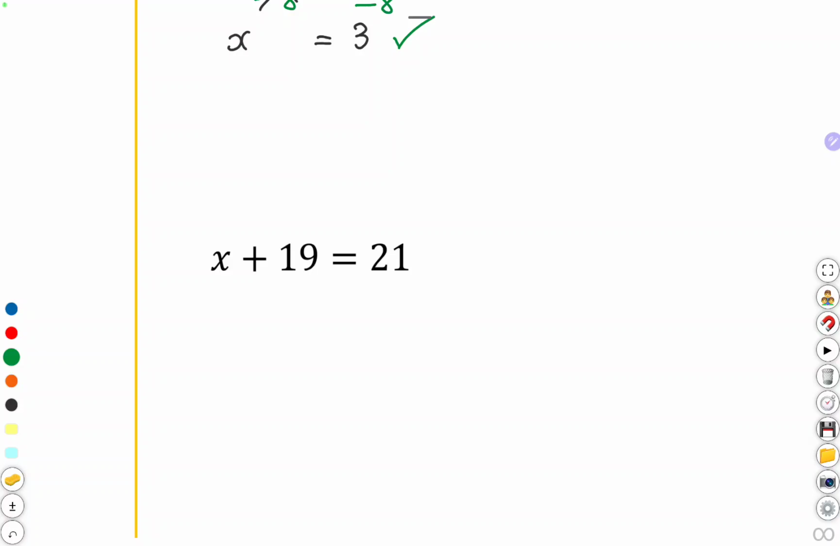The next question, I need to remove the plus 19, so I minus 19 from both sides. The 19s are going to cancel, so I've now got x equals, again, funnily enough, it is a single digit number, which is 2. So x equals 2 now. So it's going to be 2 plus 19 for my check. 2 plus 19 does indeed equal 21, so I know that I am correct.